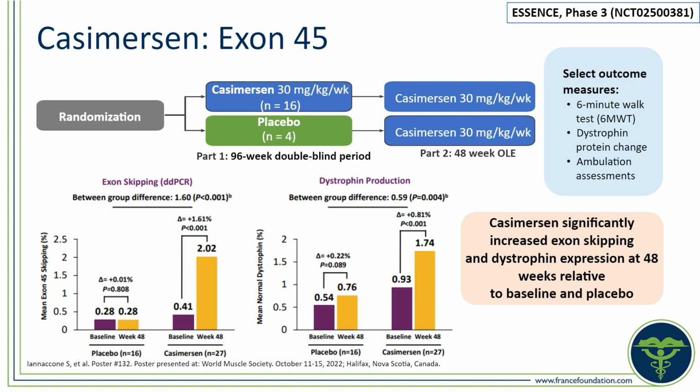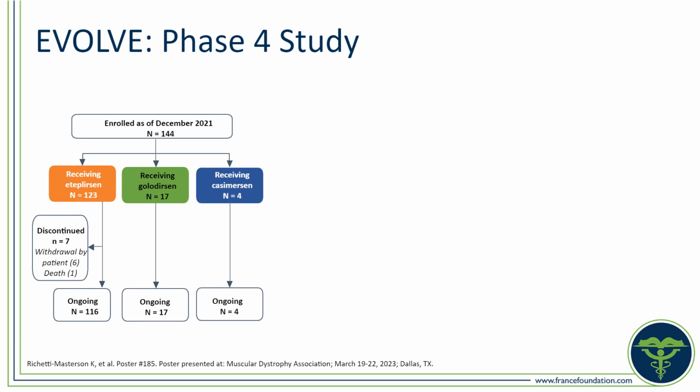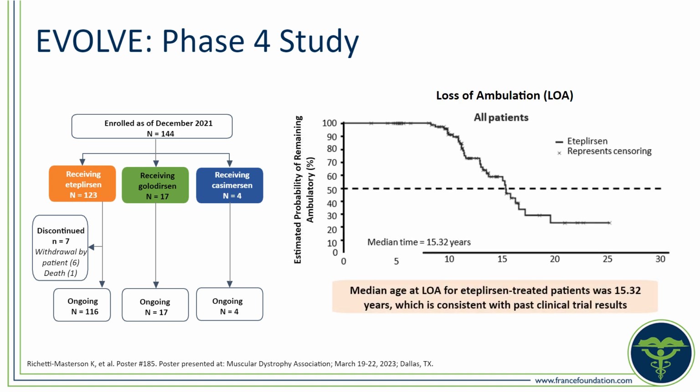Finally, just to mention an ongoing phase 4 trial enrolling patients treated with eteplirsen, golodirsen, and casimersen in a real-world setting, trying to collect data on patients treated with these therapies in routine clinical practice. On the right, we can see similar open label data showing that patients treated with eteplirsen showed a prolongation of loss of ambulation as compared with natural history.